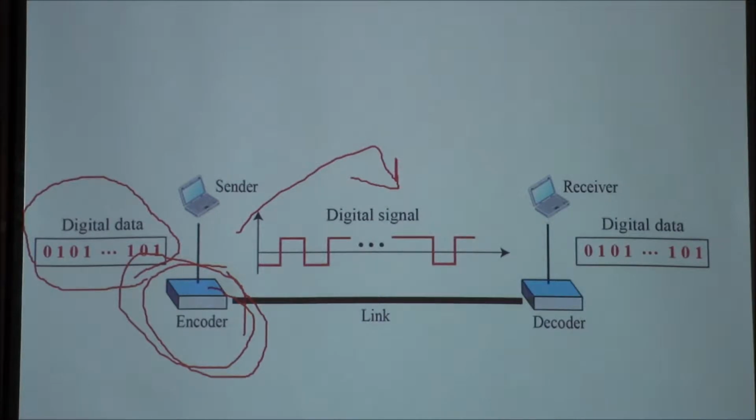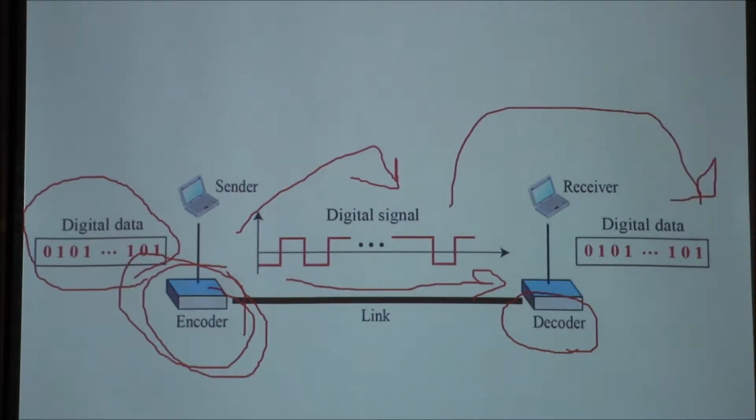Once the digital signal propagates through the link and reaches the other side, at the receiver side we will have a decoder. The decoder's job is to transform the digital signal into digital data that the computer can understand and work on. That is basically what we mean by line coding and decoding.